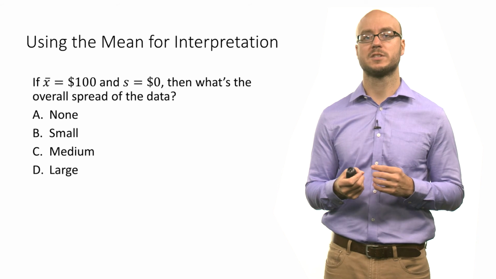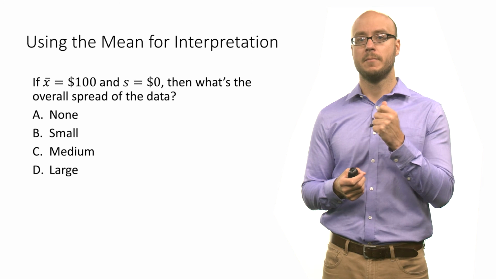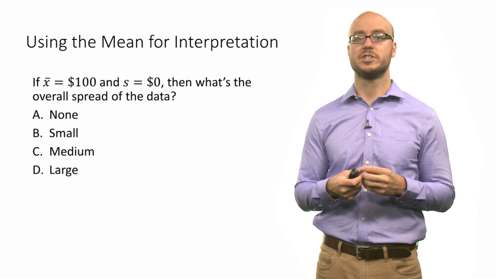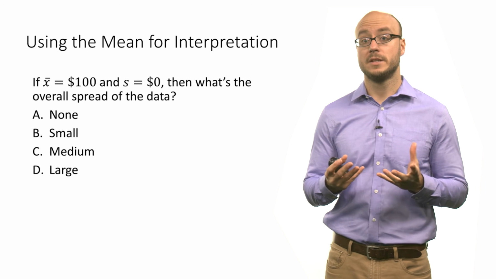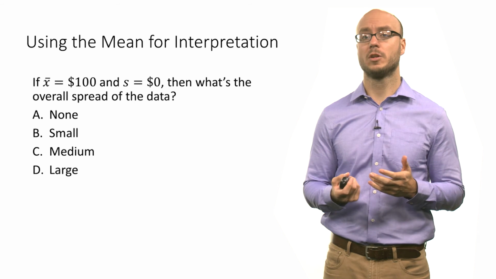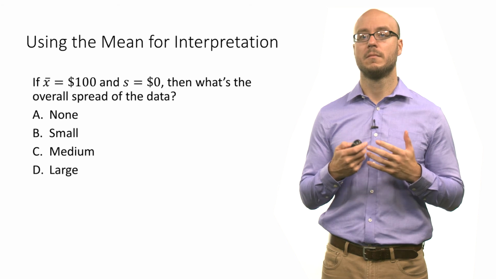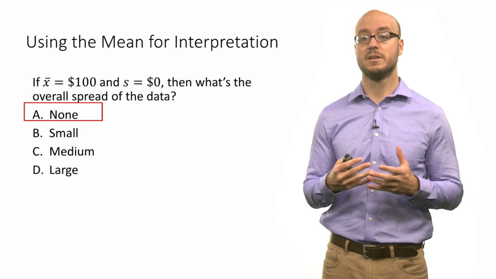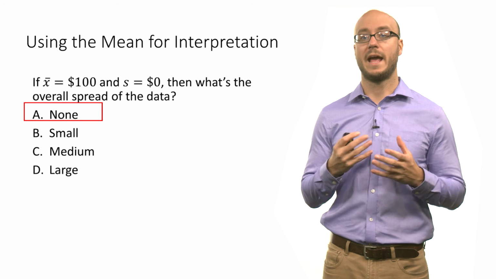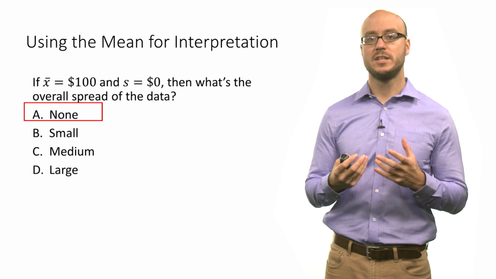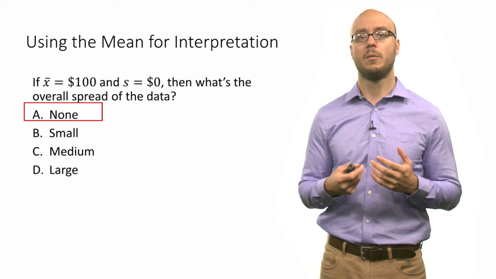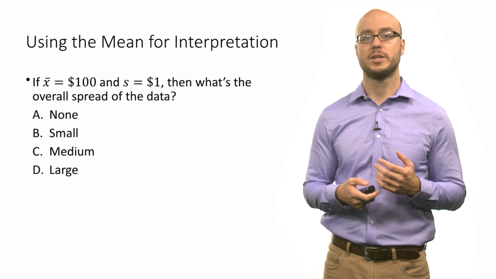How can we characterize the overall spread of the data? If the mean is 100 and the sample standard deviation is 0, is the spread none, small, medium, or large? Well, it's going to be none, because the sample standard deviation is 0, so all the values are going to have a value of 100. So you can see that using the mean can help with the sample standard deviation interpretation.